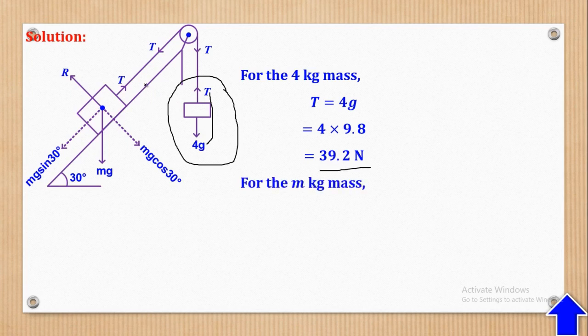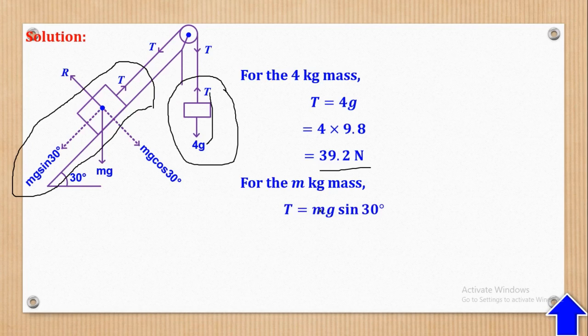What about the m kilogram mass? For the m kilogram mass, we are interested in these forces. For forces parallel to the plane, we shall use this, and you realize that T will be equal to mg sine 30 degrees. We know g and T, so we shall substitute for T and for g to remain with M as the only unknown. When I simplify, I come up with 39.2 equal to 4.9 M. Therefore, M is equal to 8 kilograms.